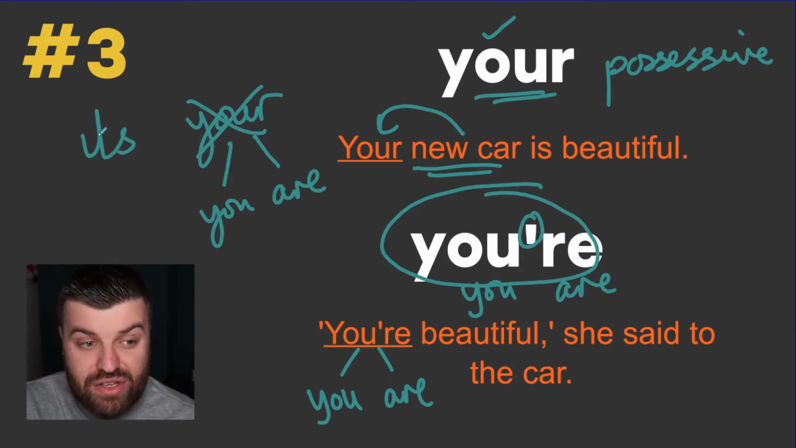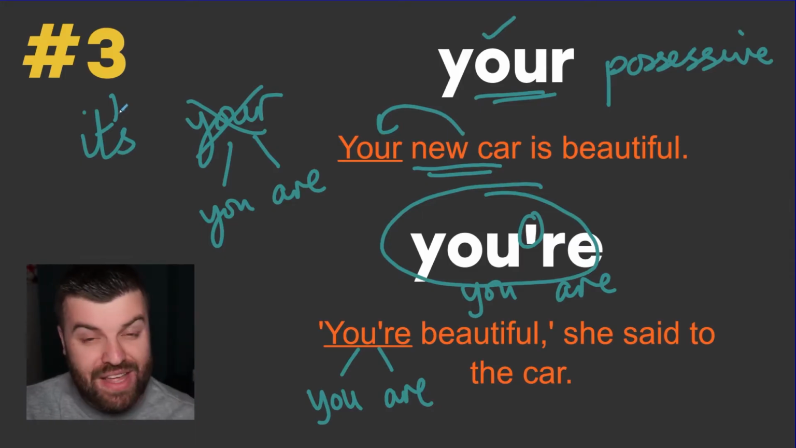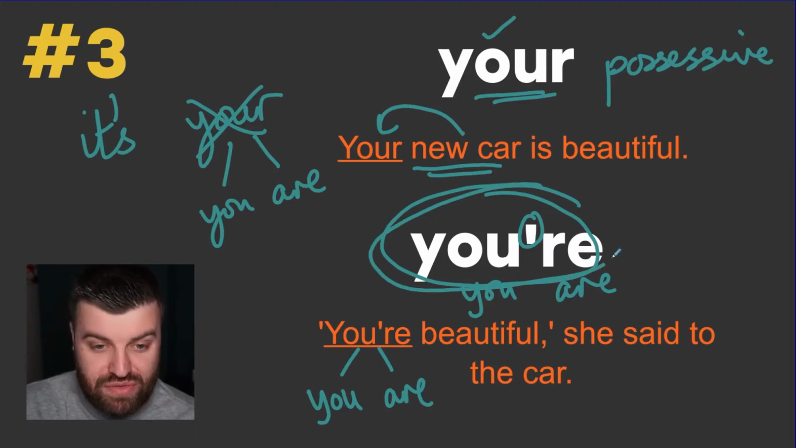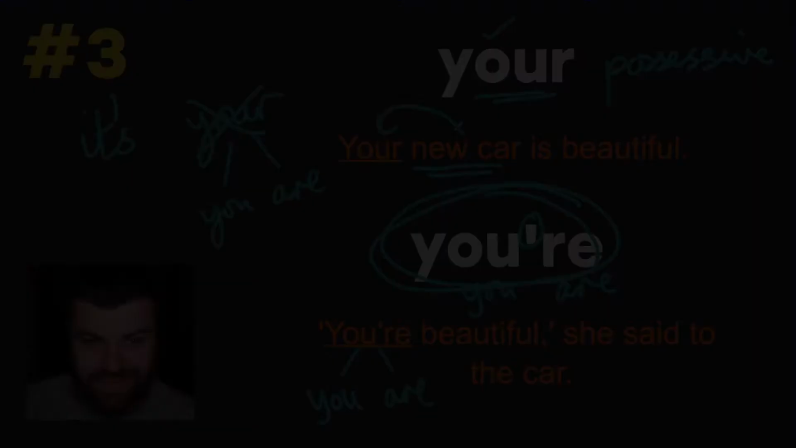It works for other contractions as well, such as it's. If you can swap in it is, then you need to use the contracted form. Same for you're. If you can swap in you are, make sure you've chosen this one at the bottom. If not, then you've got the one at the top.